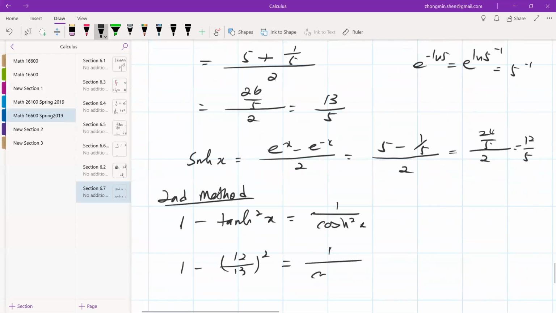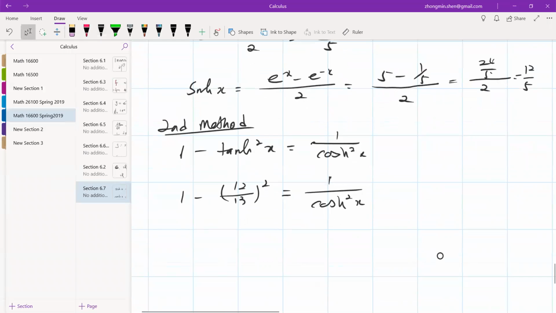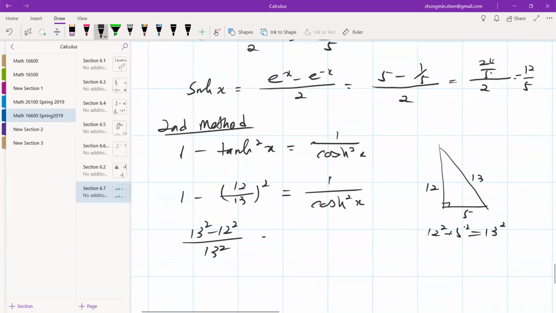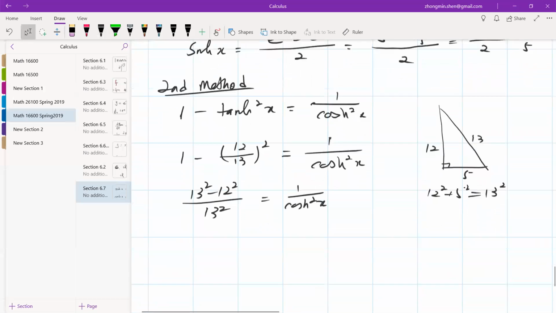That is going to be this. Keep in mind, we have a special triangle here. If this is 5, that's 12, that's 13. That's a special triangle. 12 squared plus 5 squared equals 13 squared. So that's the reason you get 13 squared minus 12 squared, which becomes 5 squared in the numerator.